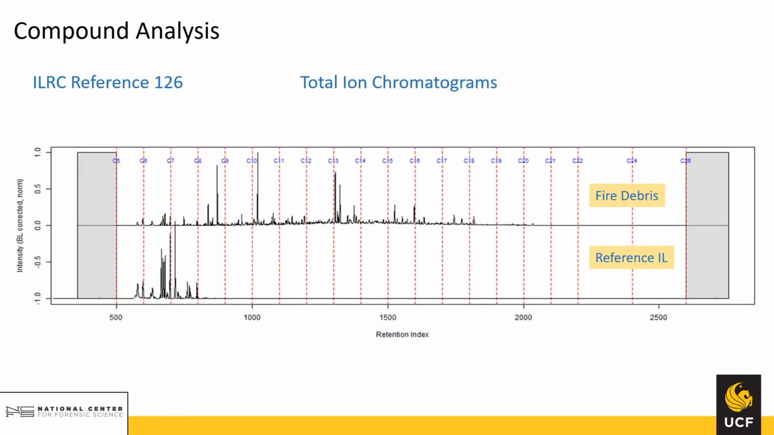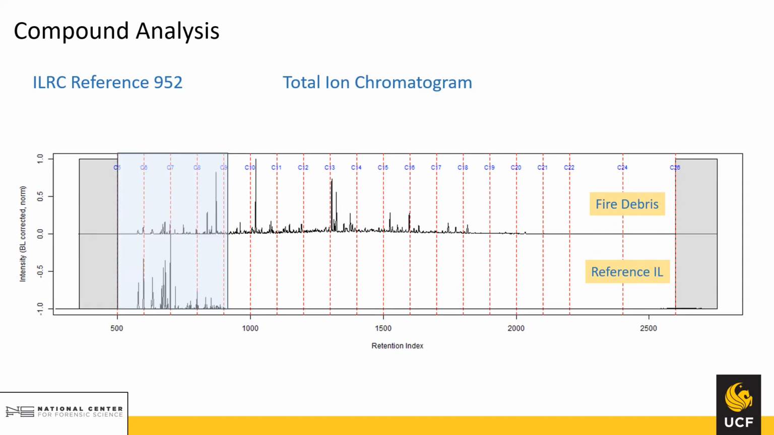One potential reference LPD is SRN-126. Here is a comparison of the total ion chromatogram of the fire debris sample to the total ion chromatogram of SRN-126. Another potential reference light petroleum distillate is SRN-952. Here is a comparison of the total ion chromatogram of the fire debris sample to SRN-952.